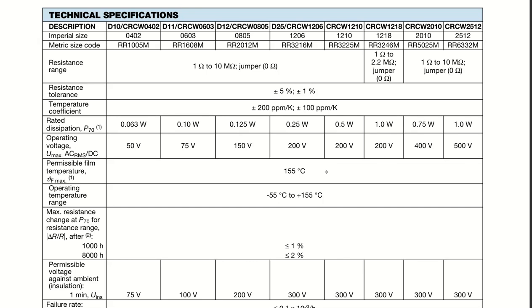Now coming to the description of this particular series, you can see here it is telling you that we have CRCW0402, so this is the package. We have imperial size, so this particular series of resistor is available in 0402 package, 0603 package, 0805 package, 1206 package, 1210 package, 1218 package, 2010 package, and 2512 package is also there.